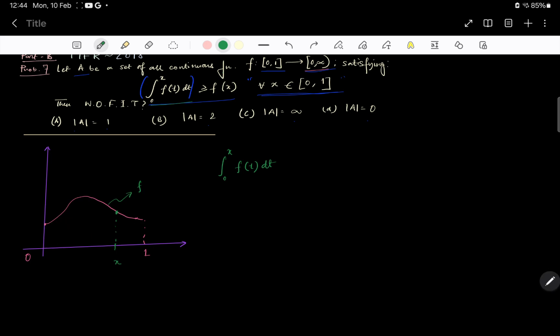Okay, great. Now, one thing: in the interval 0 to x, there exists a point such that it attains the maximum of the function. Suppose this point is here, and this is our f max.